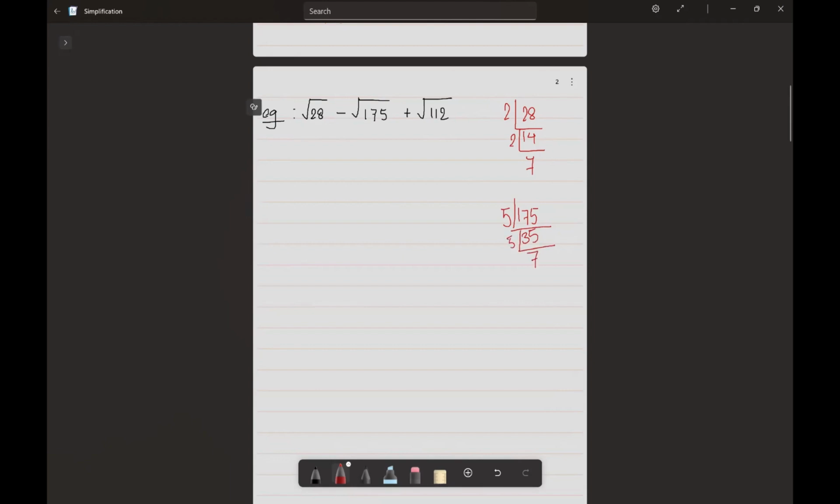So we have simplified this one as well. We know the prime numbers that make up 175, and the last one is 112. So when we write 112, we know 112 has a 2 in the end, so that will be divided by 2 and we get 56. Now 56 has a 6 in the end, so if you want, you can divide it by 2, and if you want, you can also divide it by 3. It depends on you. So I chose 2 and I got 28 in here.